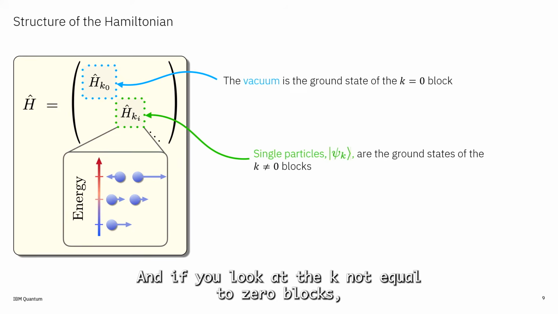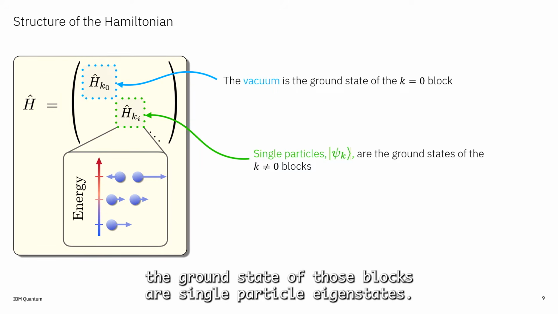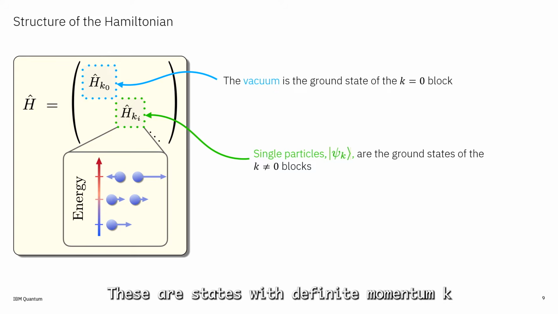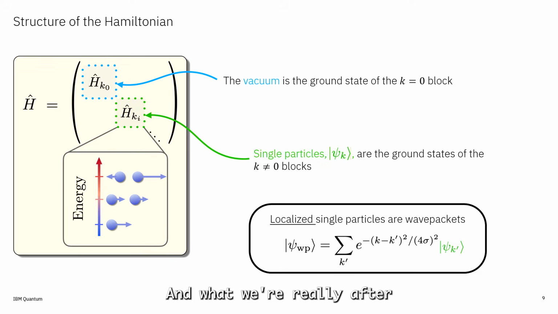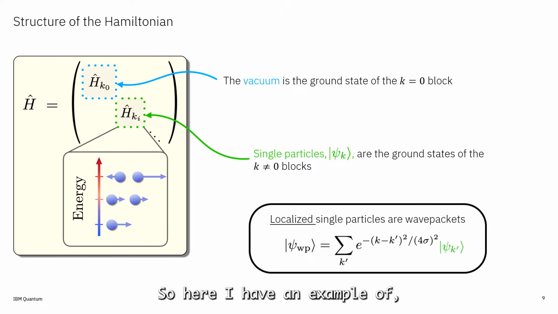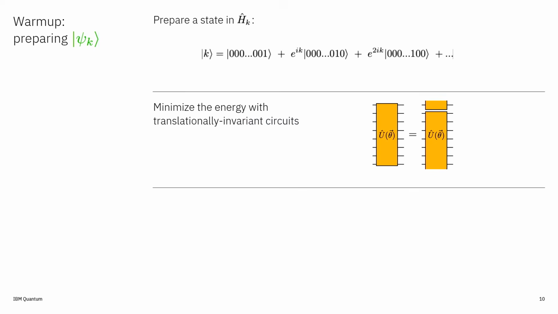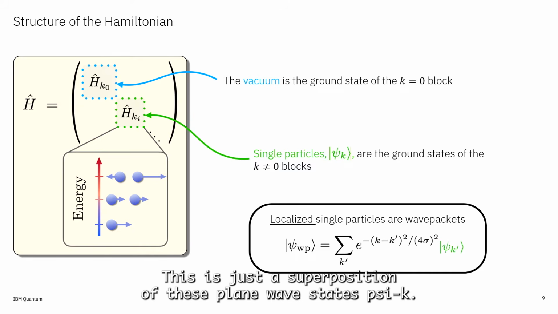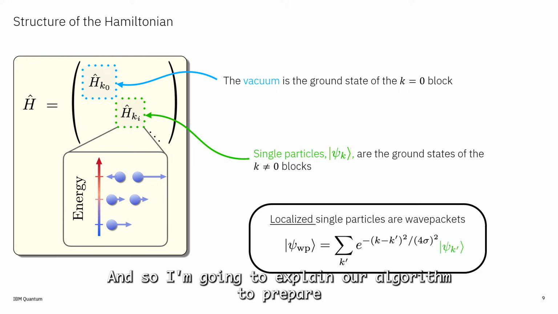And if you look at the k not equal to 0 blocks, the ground states of those blocks are single particle eigenstates. These are plane waves. These are states with definite momentum k. And what we're really after is some kind of localized single particle state, a wave packet. So here I have an example of a Gaussian wave packet. This is just a superposition of these plane wave states psi k. And so I'm going to explain our algorithm to prepare these kind of states.